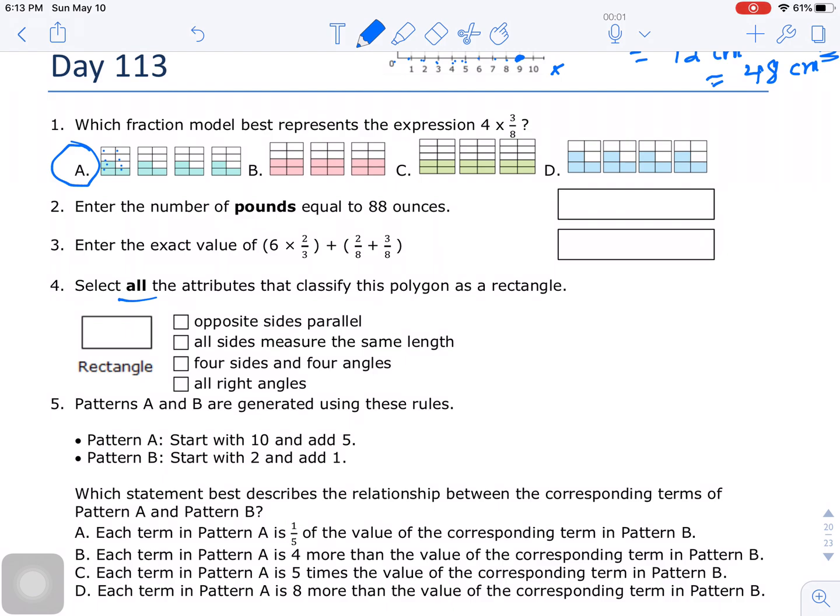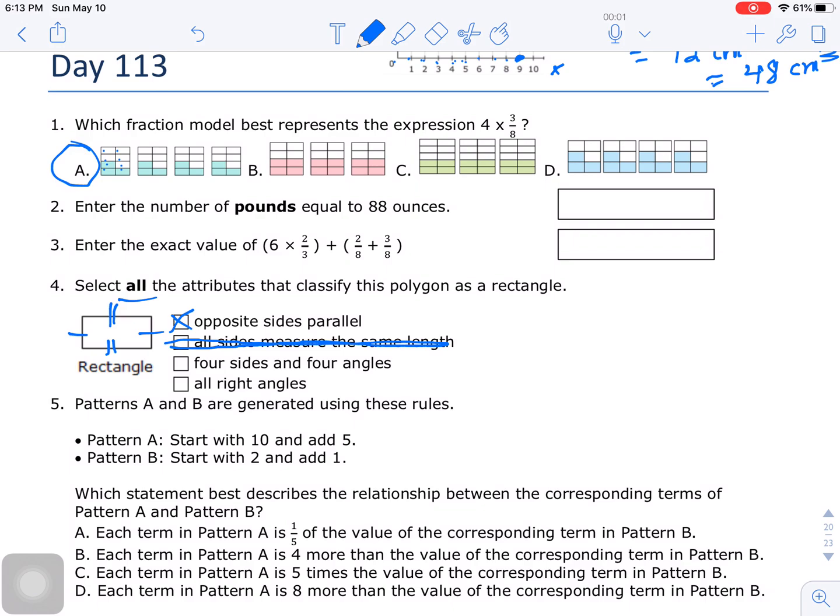Are the opposite sides parallel? Are those sides parallel? Yes. How about these sides? Those are opposite. So are opposite sides parallel? Yes, they are. Are all sides the same length? Well, we can look at that. We don't need to get a ruler because that is just obvious that no, this one we're going to cross out.